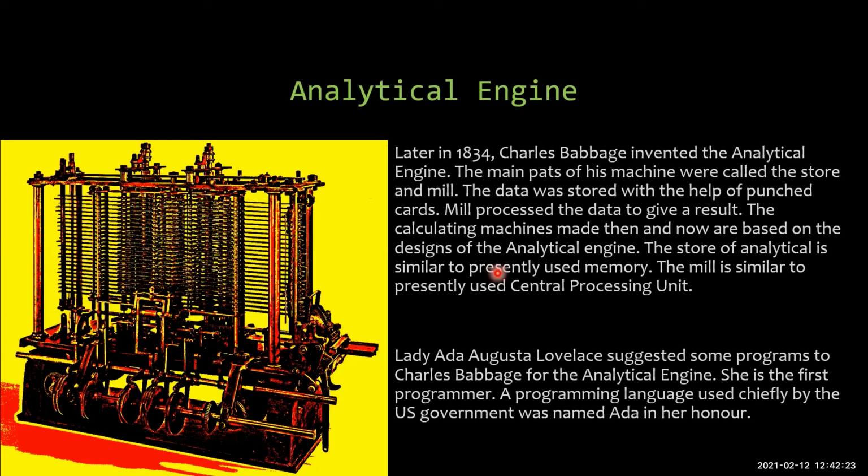Later comes the analytical engine. In 1834, Charles Babbage invented the analytical engine. The main parts of his machine were called the store and mill. The data was stored with the help of punched cards. The mill processed the data to give a result. The calculating machines made then and now are based on the designs of the analytical engine.